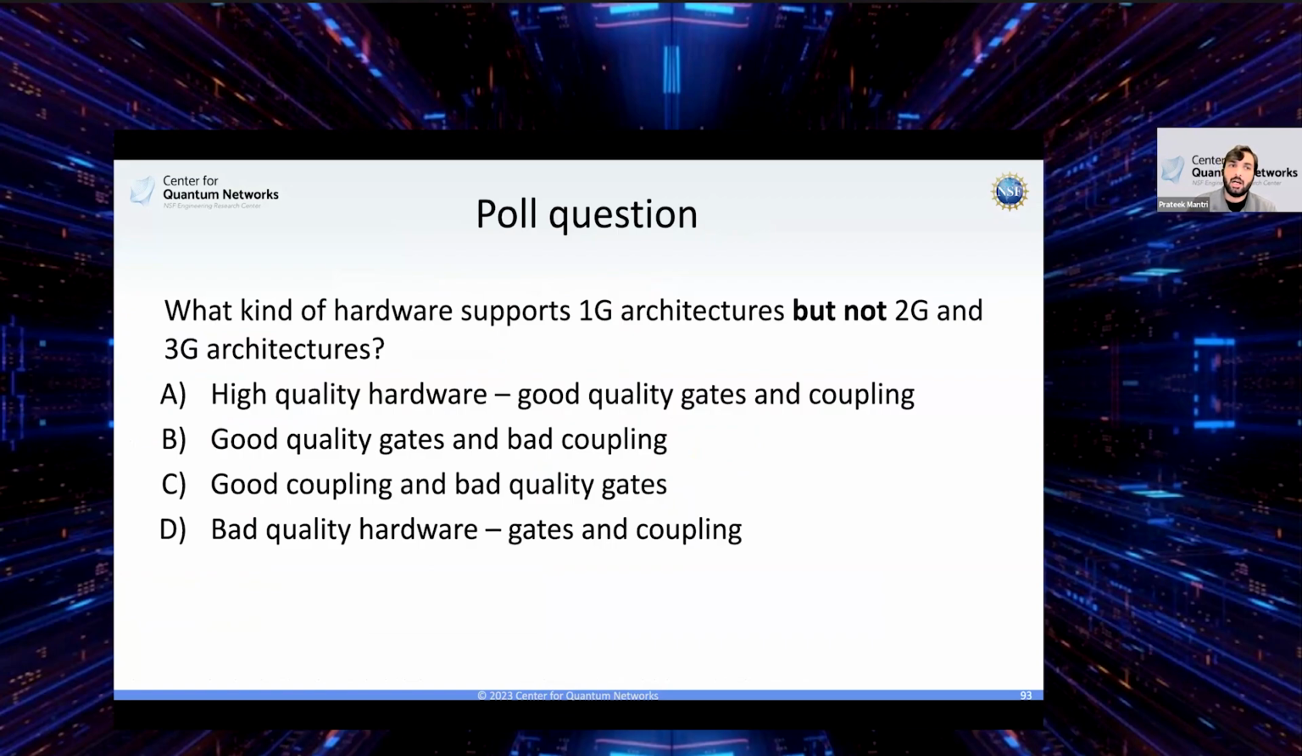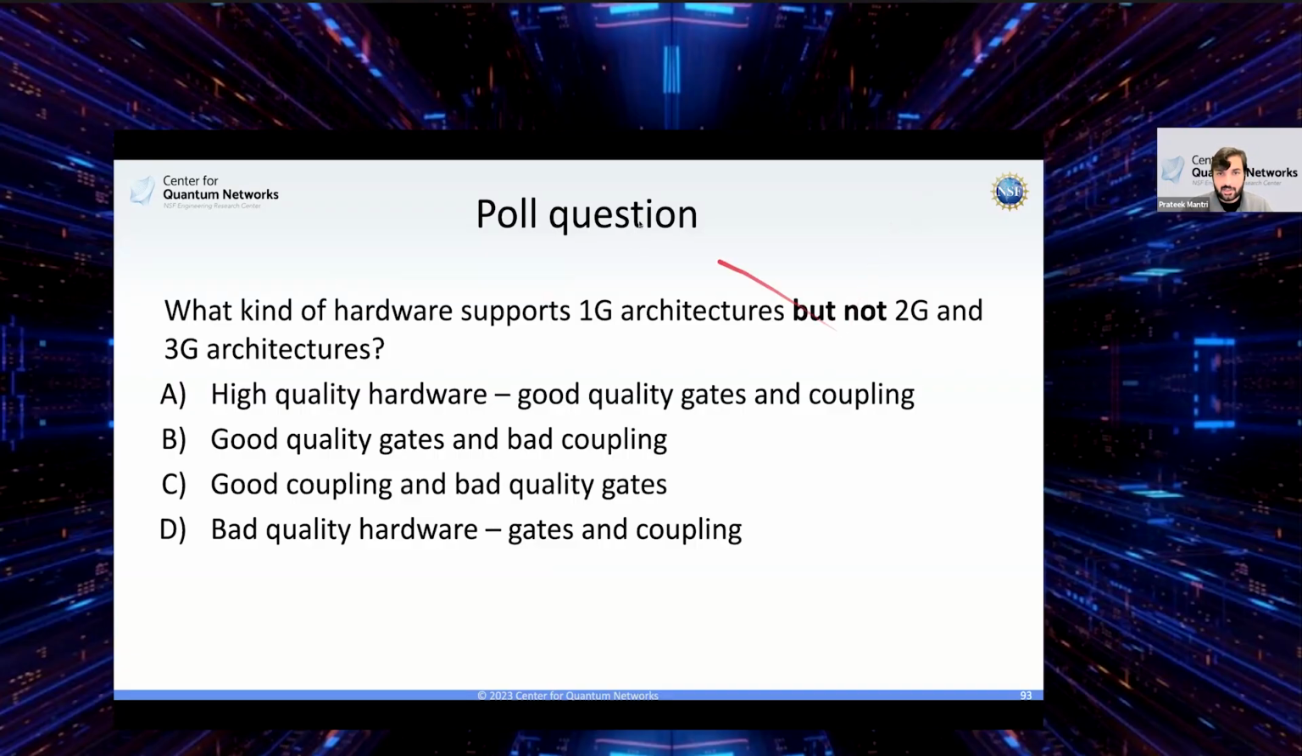All right. Let's have a quick poll question. What kind of hardware quality supports first generation architectures, but not second generation and third generation architecture? A, high quality hardware, good quality gates and coupling. B, good quality gates and bad coupling. C, good coupling and bad quality gates. And D, bad quality hardware, both gates and coupling.